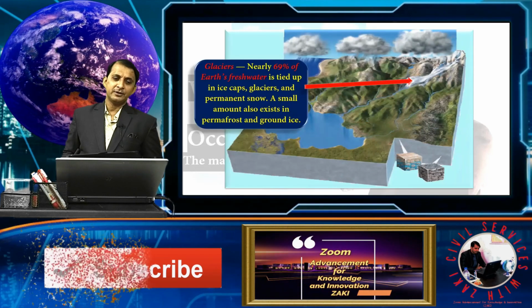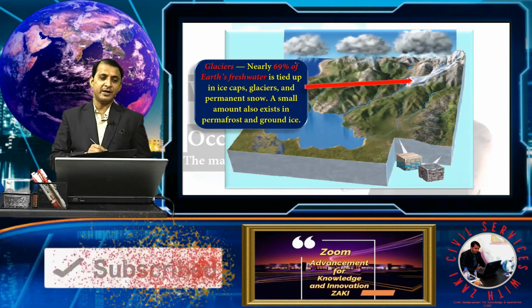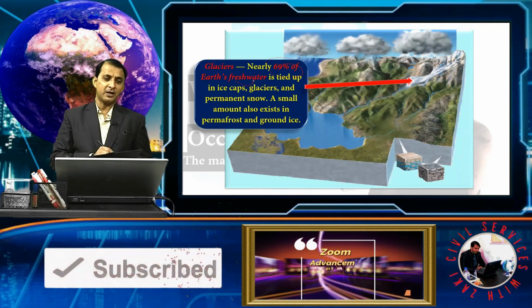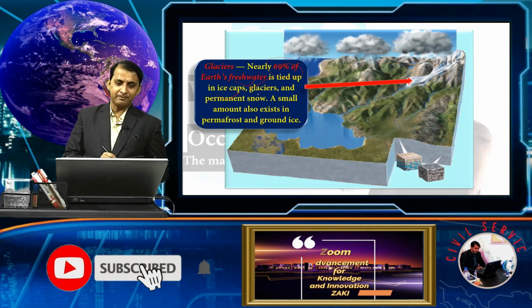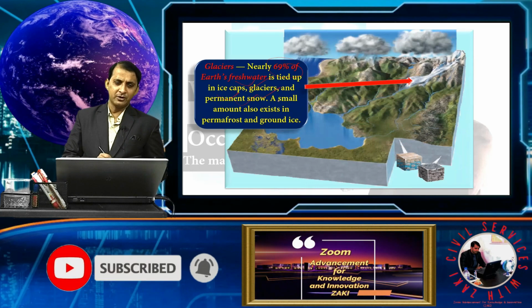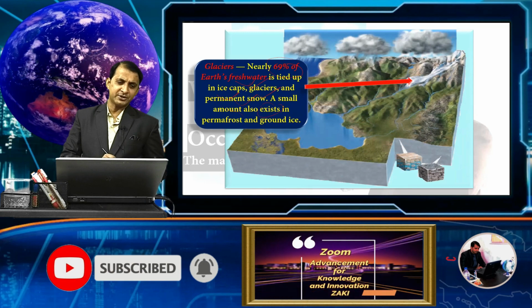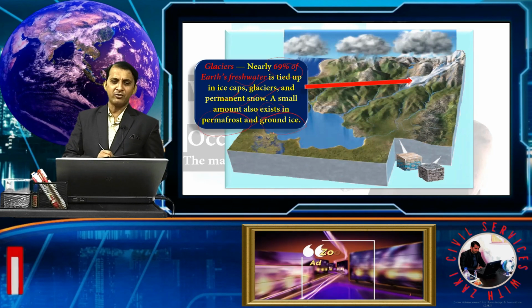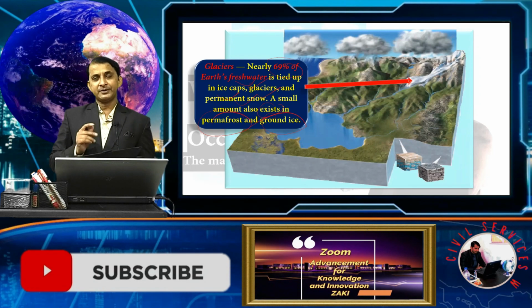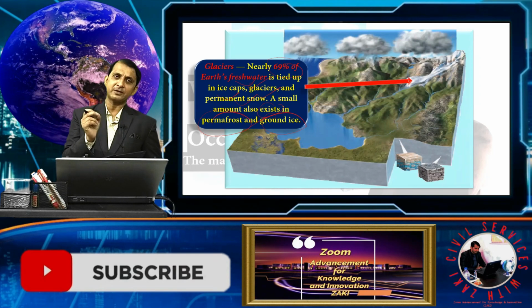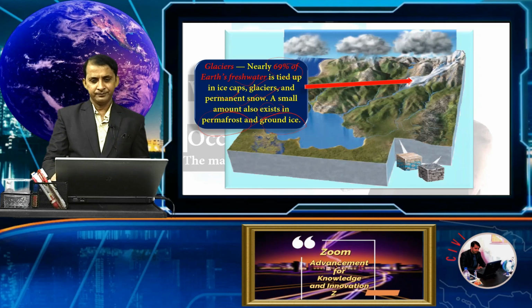Another is glacier. As you know, glaciers contain nearly 69% of the earth's fresh water, tied up in the ice cap, glacier, and permanent snow. A small amount also exists in the permafrost and the ground ice. These are also present. So it's about 69% of the total fresh water.